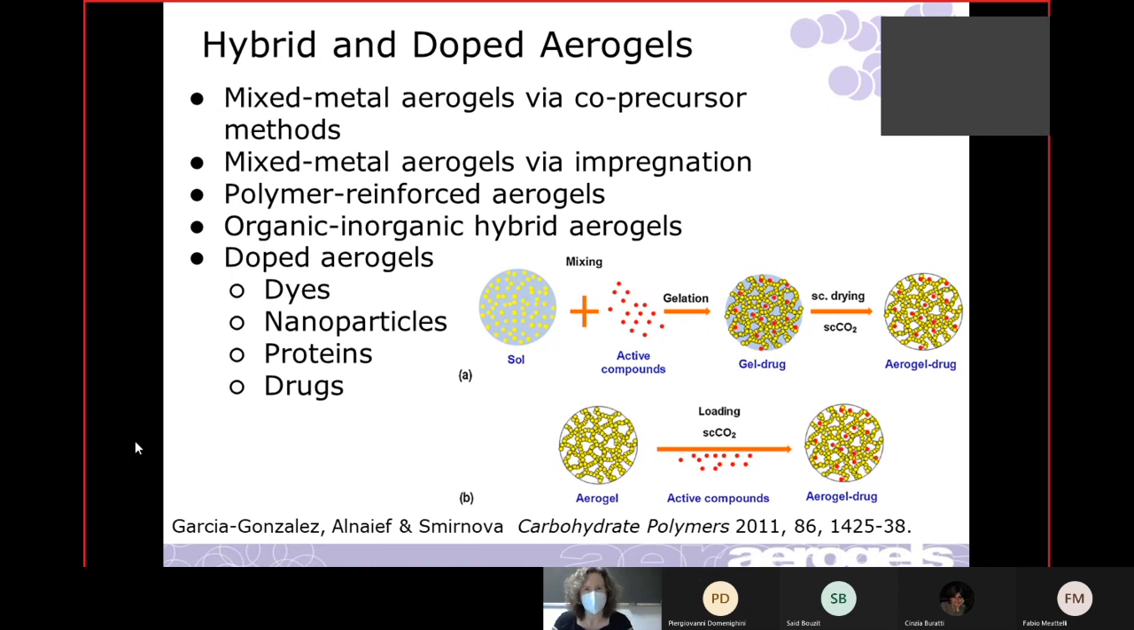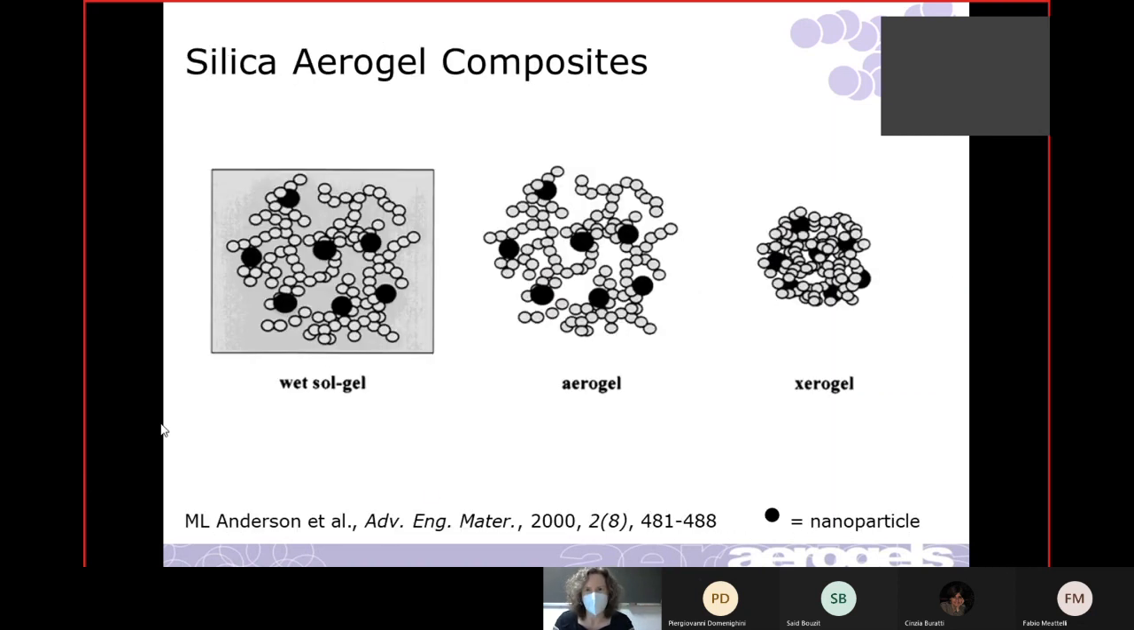In the next couple of slides, I'm going to focus on some work from Deborah Rolison's group at the U.S. Naval Research Laboratory. And this was published in 2000, so it's a while ago, about silica aerogel composites. The basic idea is that if you can entrap some particles that are on a nanoscale, they might be larger or smaller than the colloids, the individual clusters that we had here in the aerogel, but they're not networking to each other. They're being trapped in this network.